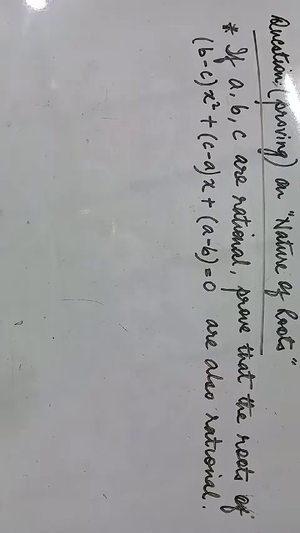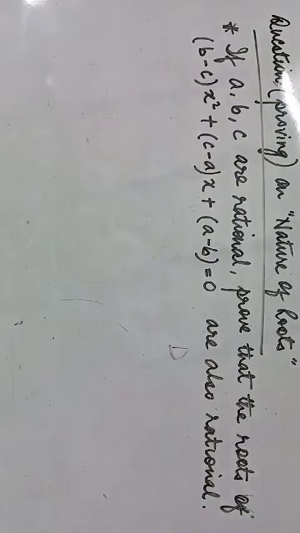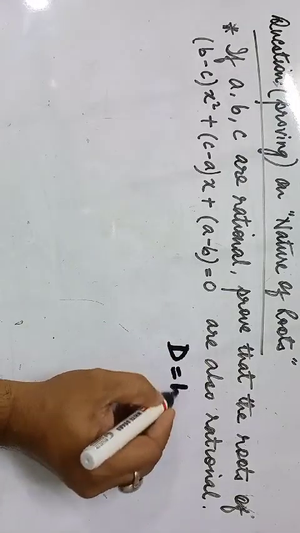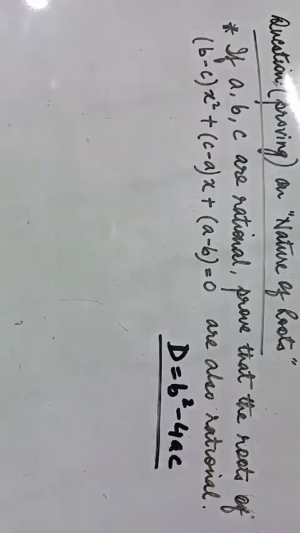Okay, which was, let me just write it over here. D is equal to b square minus 4ac. So D is equal to b square minus 4ac. This was the discriminant. In fact, this is the portion which comes under the under root sign in Sridharacharya formula.